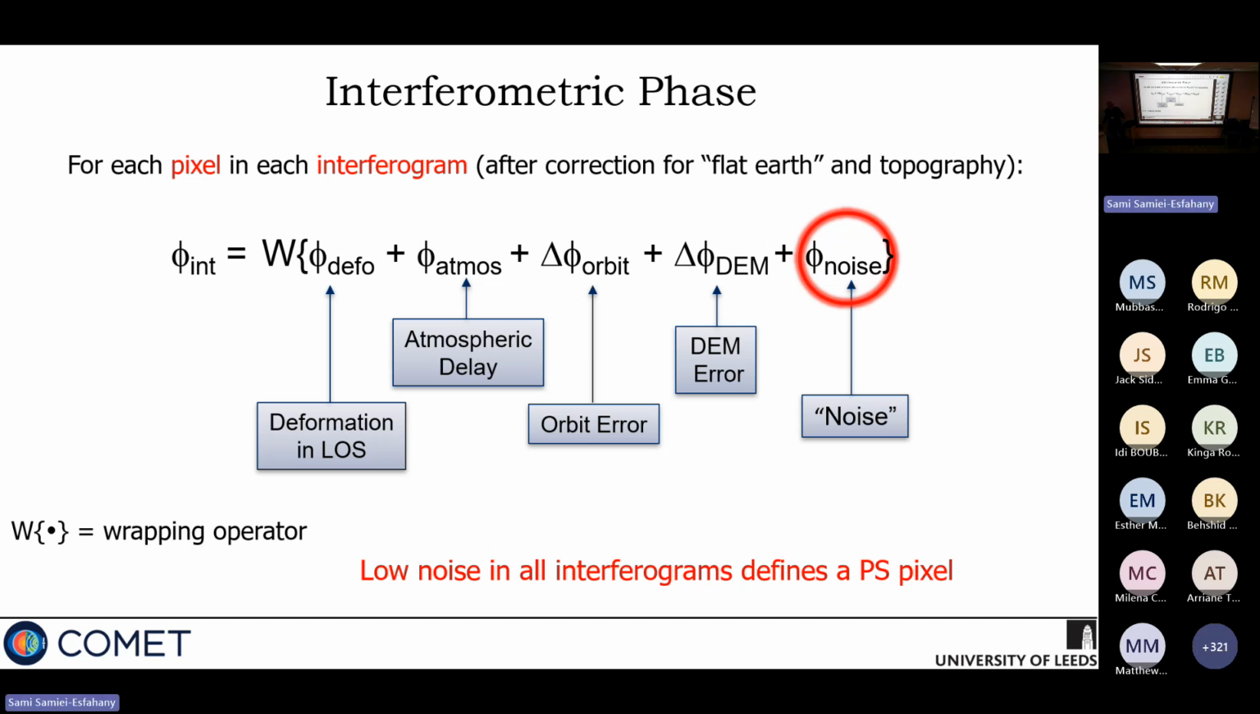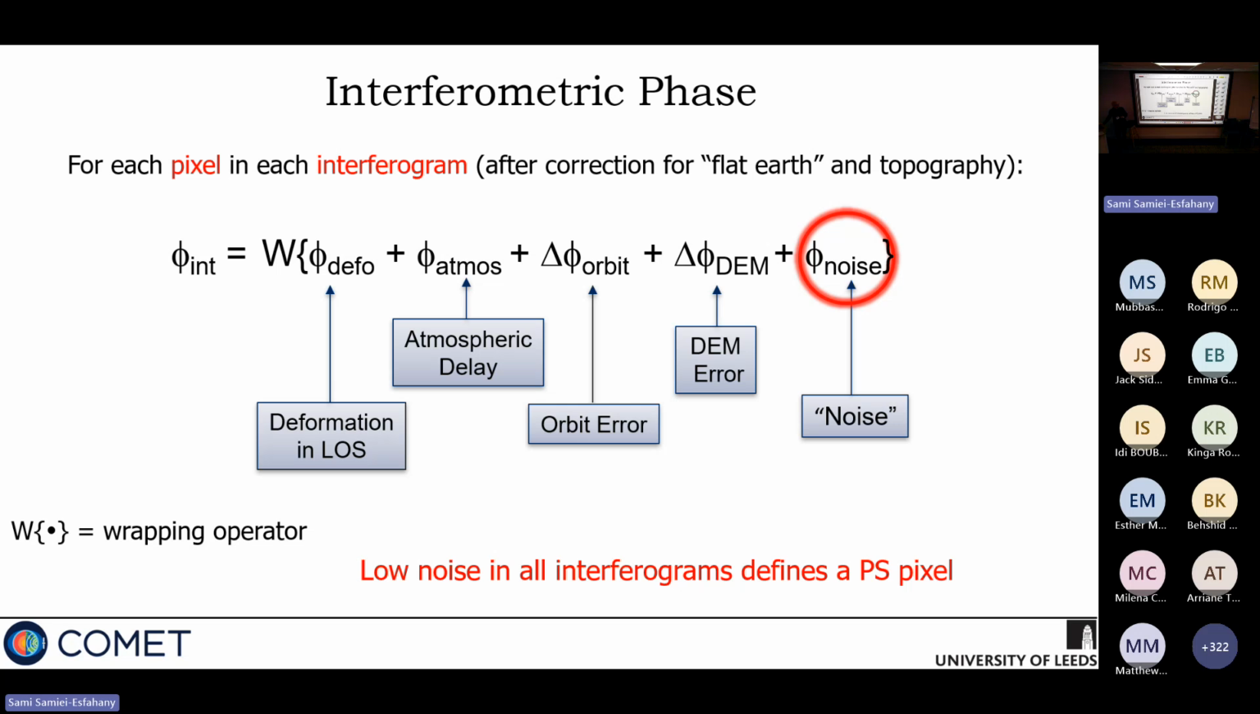Then potentially there are orbit errors, just because we don't know the orbits precisely, although these days we do know them pretty well, as I said. There can be a DEM error introduced by the fact that our topography is not perfectly known, of course. So though we subtract it, some signal will be left behind. And then there's a bucket of noise, which is mostly decorrelation. There are a few other things that go into that as well.